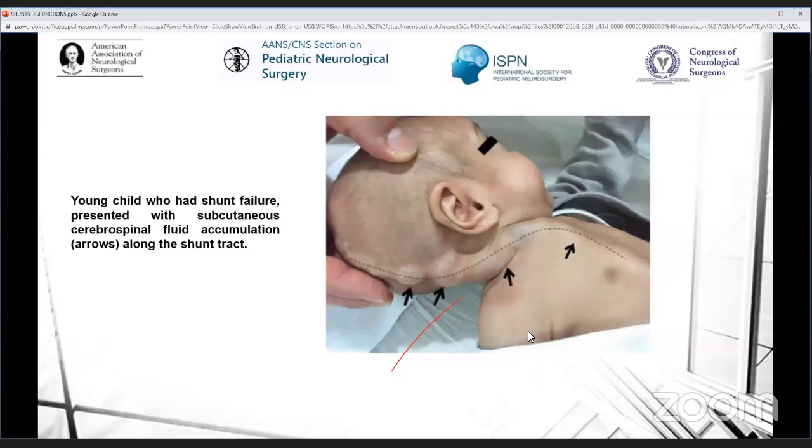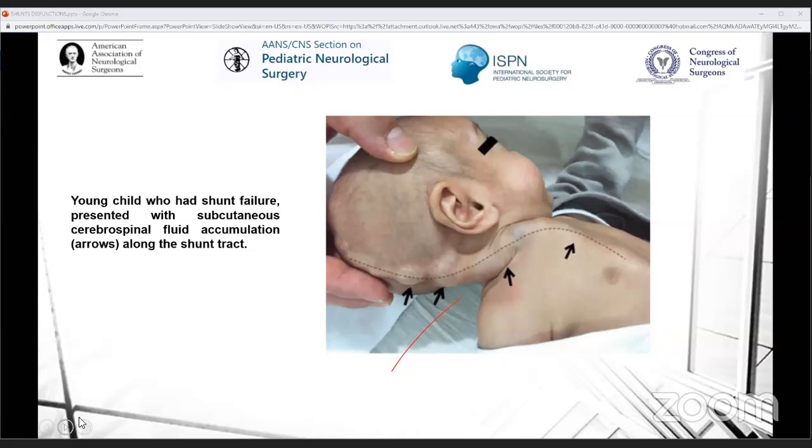So in this photograph, we see a patient with a shunt failure. This is a mechanical failure, where we found subcutaneous cerebrospinal fluid accumulation, as we see in the arrows, along all the shunt tract.